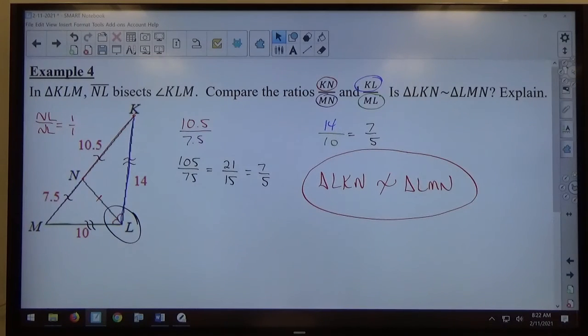Anytime you want to negate something in math, just use the symbol you would for whatever you do, and then just put a slash through it. So put similar, put a slash through it, means not similar. That gets the job done. So compare the ratios. Ratios are the same. Are the triangles similar? Triangles are not similar.